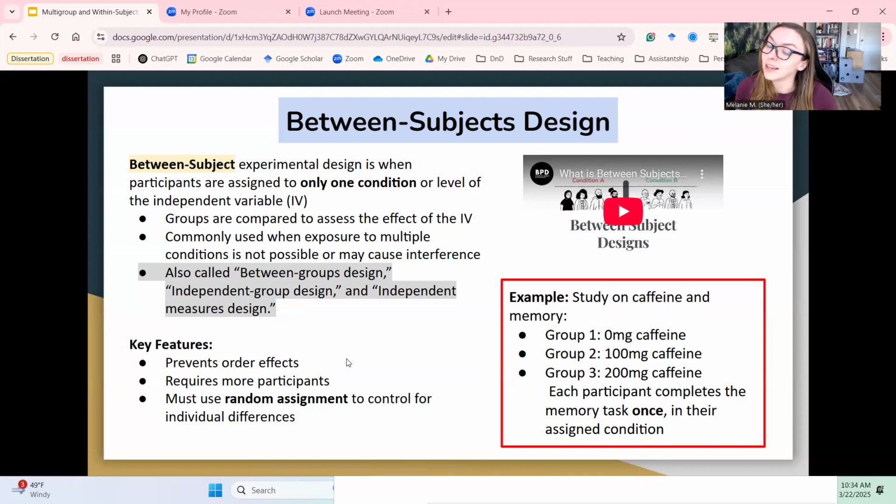It does require more participants. It requires a lot more participants because you have to have enough people within each group rather than using the same subject to put data in each of those groups. So always bigger studies when you're doing something like this. And it's really important to use random assignment to control for individual differences between those groups, especially because you aren't getting the natural variance that would come if the participants were engaged in more than one of the groups. So all that to say, between subject is when a participant only experiences one group or independent variable.